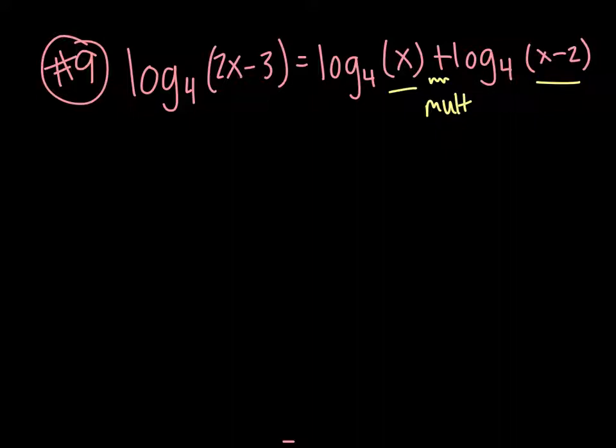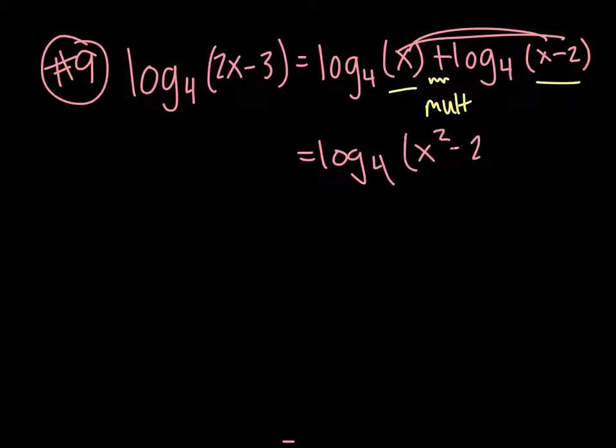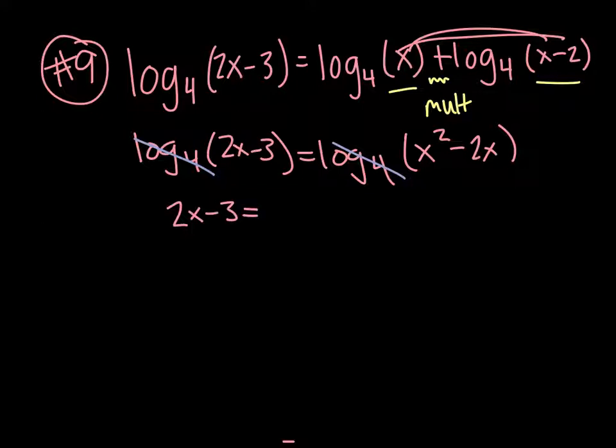So we're going to keep the log base 4 on the right, but it will become x times x minus 2, because we're multiplying. So x times x minus 2 becomes x squared minus 2x. We still have log base 4 of 2x minus 3 on the left. Now that we have 1 log on each side, now we can cancel them out and get 2x minus 3 equals x squared minus 2x.